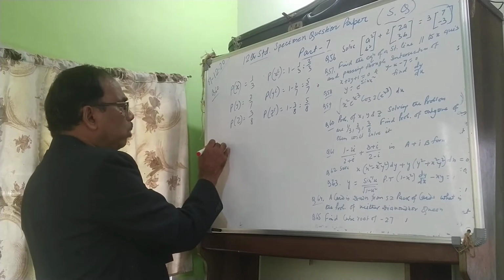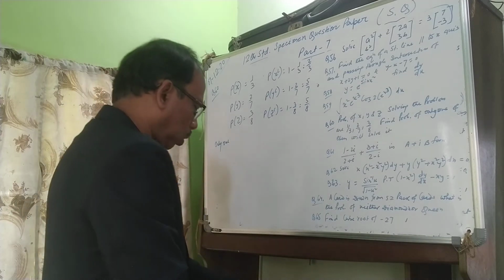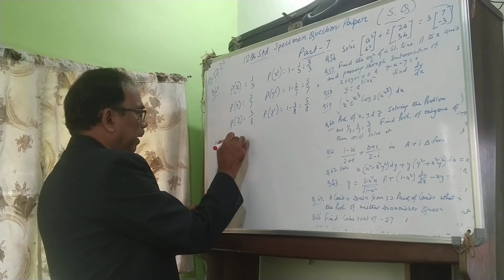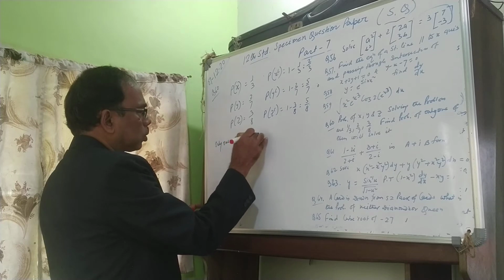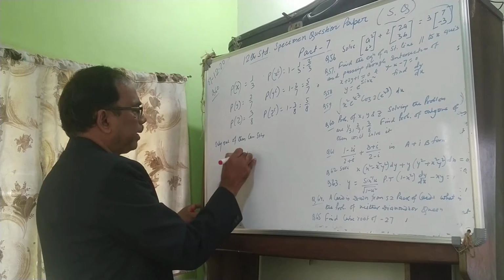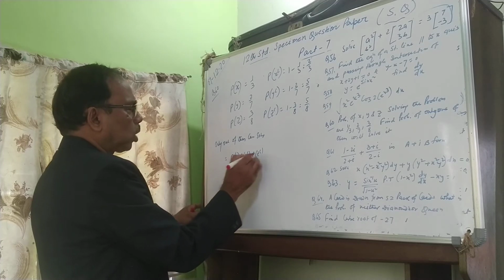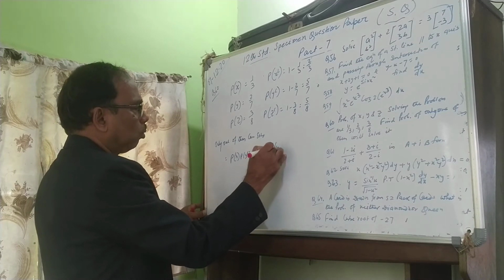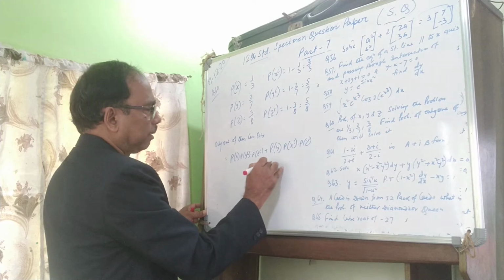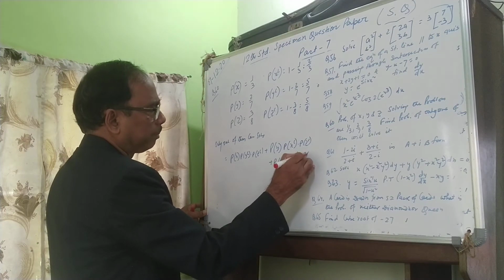Only one of them will solve. We can write the required probability that only one of them can solve as P(x) P(y complement) P(z complement), that is x solves, y does not solve, z does not solve, plus P(y) P(x complement) P(z complement), plus P(z) P(x complement) P(y complement).